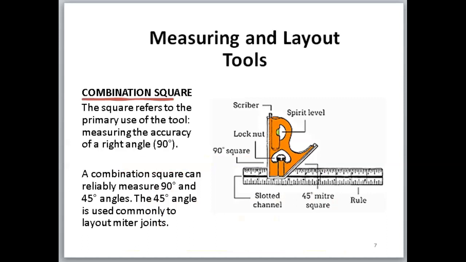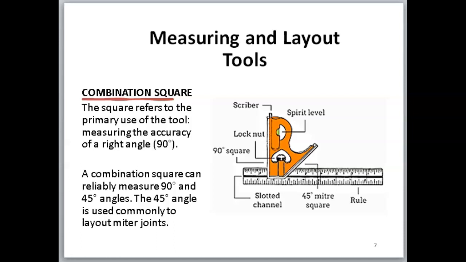Now, the squareness refers to the primary use of the tool. In this case, it is used to measure the accuracy of a right angle or 90 degrees. A combination square can reliably measure, therefore, 90 degrees and 45-degree angles. The 45-degree angle is used commonly when you're laying out miter joints.